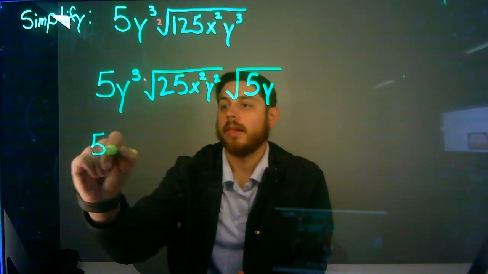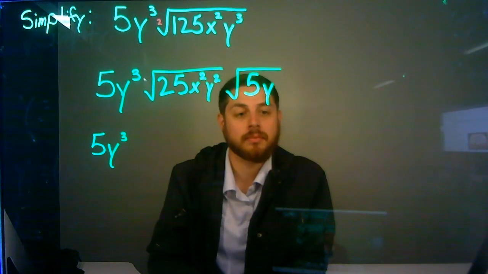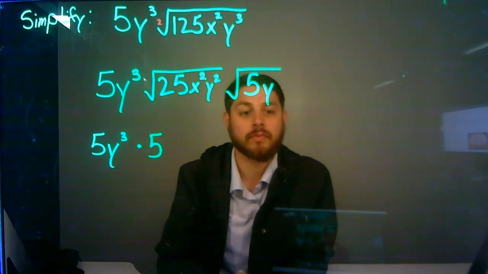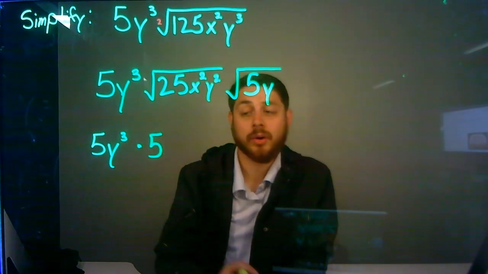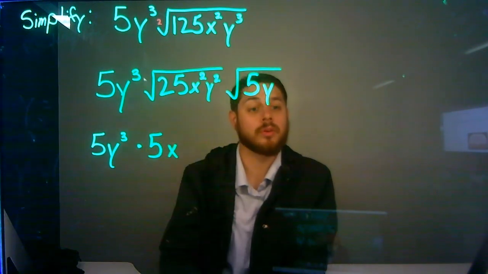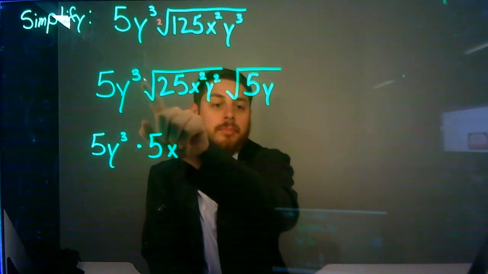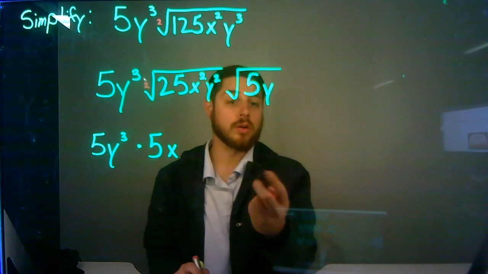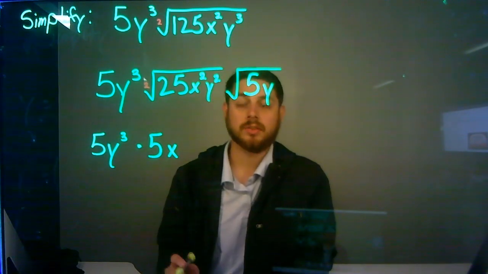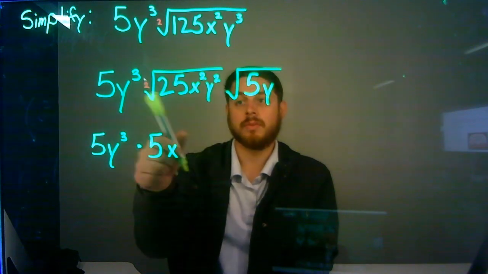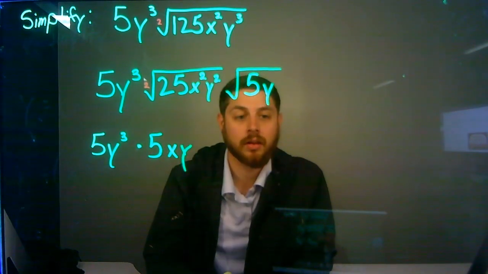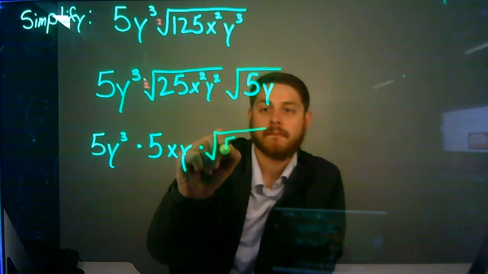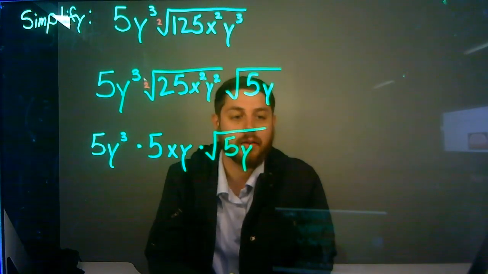Well, the 5y to the third is still going to be right there. The square root of 25 is 5. The square root of x squared is x, or what we're doing is we're taking the 2 and dividing it by the index, which is 2, in order to get 1. 2 divided by 2 is 1, or 1x. Same thing with the y squared, 2 divided by 2, we're going to have 1y left over there. And then we still have our square root of 5y at the end.